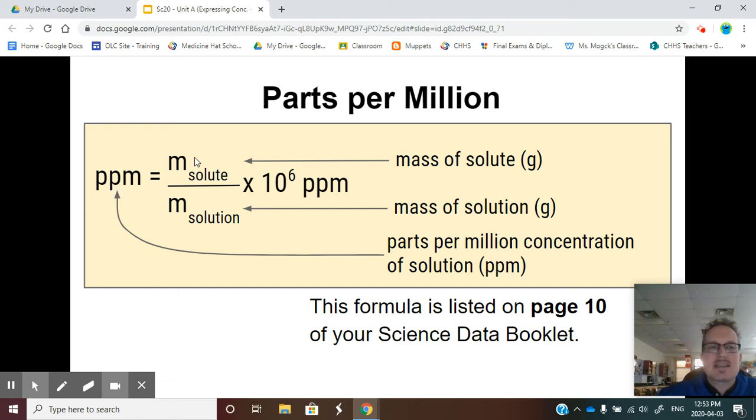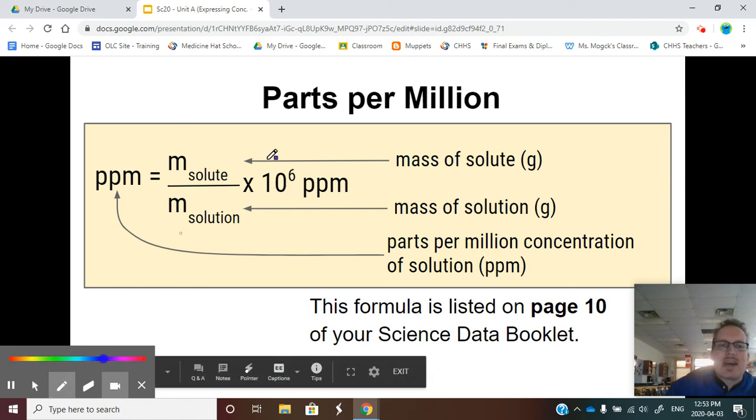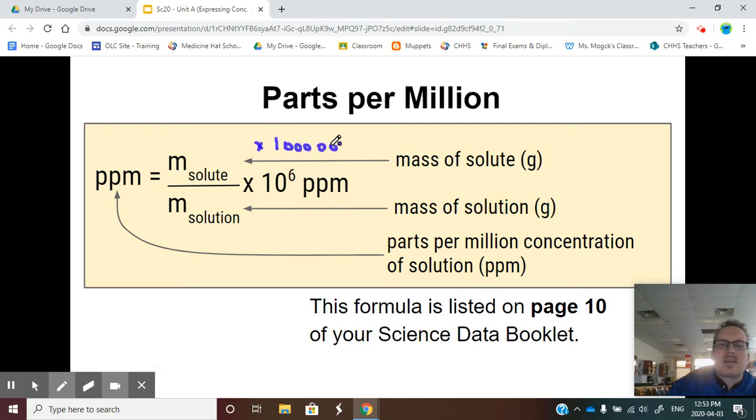We're going to take the mass of the solute. Again, solute is on top. Divide by the mass of the solution. So the smaller number is going to be on top, the bigger number, bigger is always on the bottom. And this time we're going to multiply by, and this looks scary, but honestly, if you want to write this down as multiply by 1 million, because it's parts per million, I am fine with that. If you don't like times 10 to the 6, that's how it's written in your data booklet. But if you want to remember multiply by 1 million, that works as well.